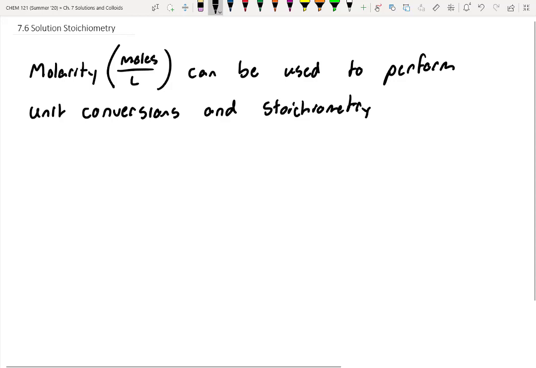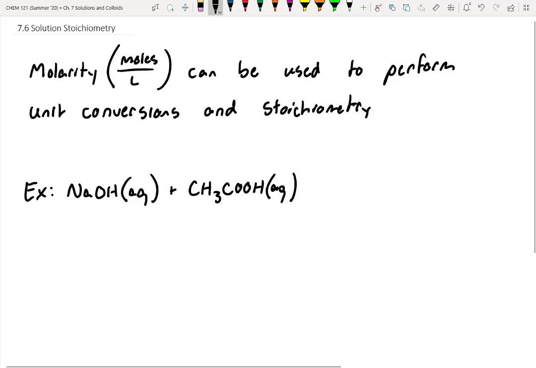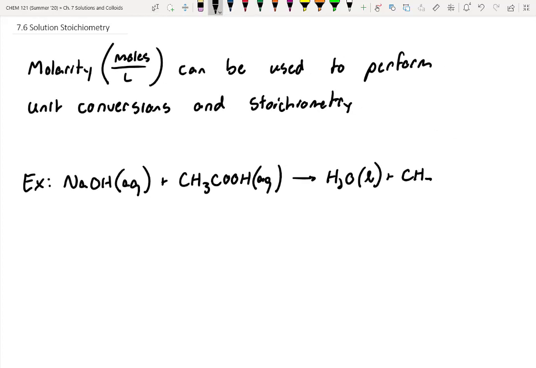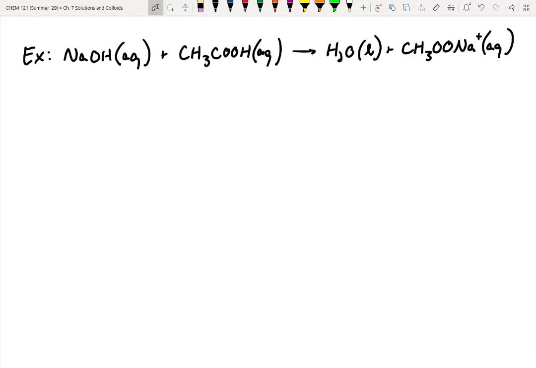All right, and let's go ahead and take a look at a practice problem here. I'm just going to give us an equation, and we're going to start out by mixing sodium hydroxide, that's aqueous, with acetic acid, this is just vinegar. And again, it's going to be aqueous. Because we're mixing a base, sodium hydroxide, with an acid, vinegar, we're going to create water, which is a liquid. And we're going to create a new ion pair. So we're going to now have this acetate ion paired with the sodium cation, and this will be aqueous. All right, so this is the example equation we're going to use for a bunch of practice unit conversions.